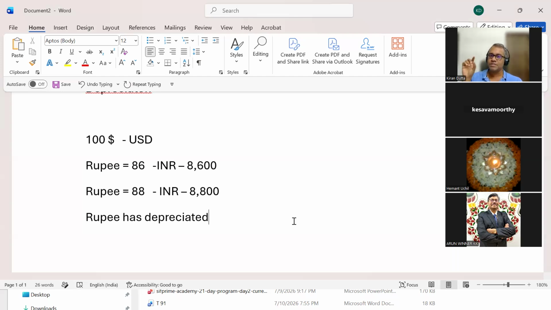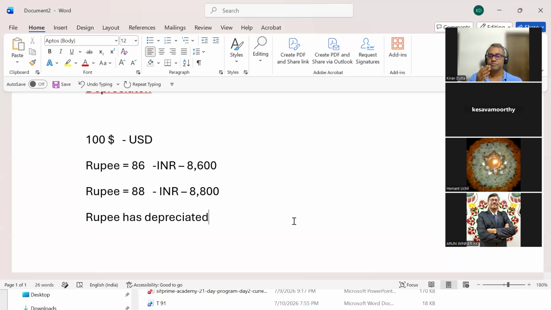For the same currency that I am looking to buy, the other currency, I'm actually spending more to buy the particular currency, which means what? My currency has sort of depreciated. You're getting my point? Let's look into the other way around, right?